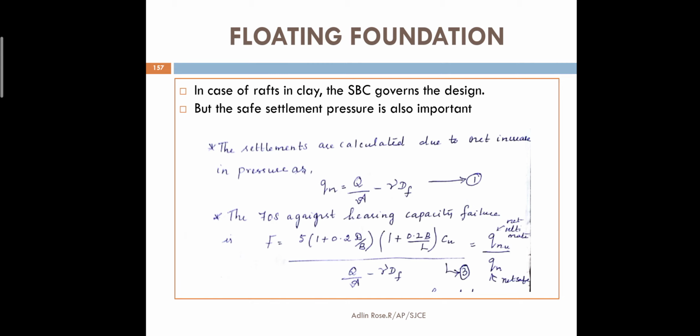Now the net safe bearing capacity becomes 0. Assume q by a minus gamma df is 0. Assume that. What will happen then? f is equal to numerator by denominator, with the denominator going to be 0. Then the factor of safety is going to be infinity. Any number divided by 0 is going to be infinity. So if the factor of safety is infinity, safety is infinite safety.